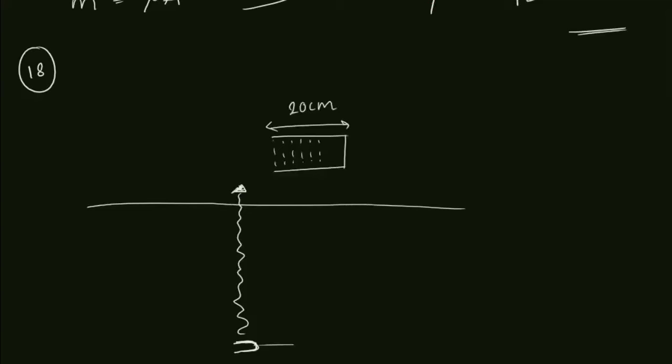So let's assume the frequency of the sound wave due to this one is F1 and due to this one is F2. Now, can't we find F1? We can simply find F1. How? F1 is equal to V over 4L, because they have told that the open end tube vibrates with its fundamental frequency.